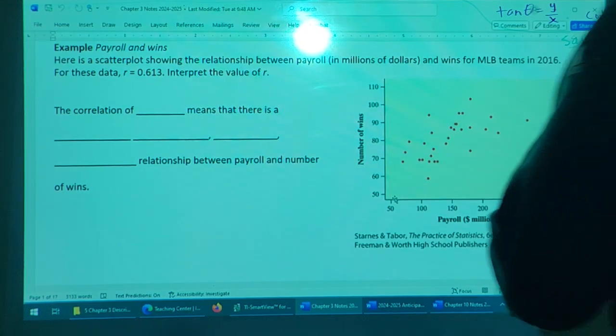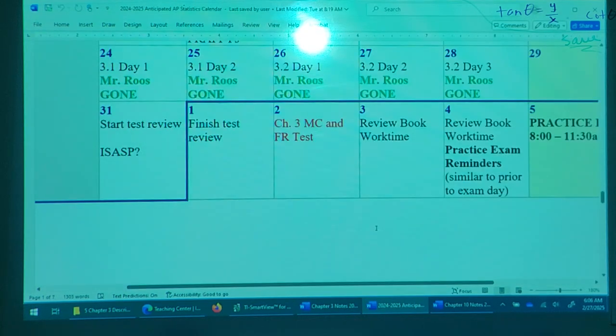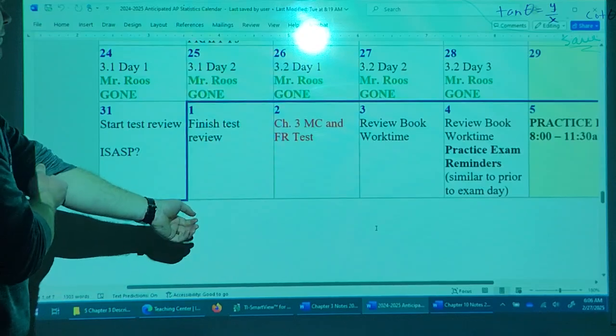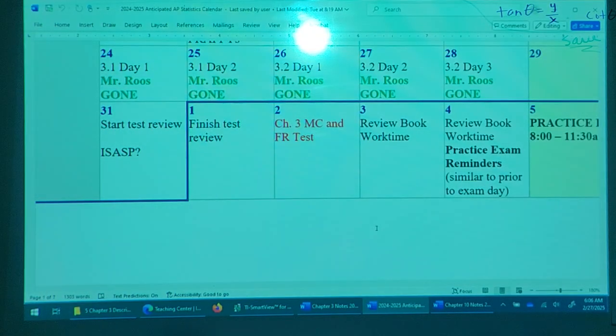All right, so today should be the second day of this Chapter 3 video series. So today should be Tuesday, March 25th. We're continuing on 3.1, talking about scatterplots and correlation.